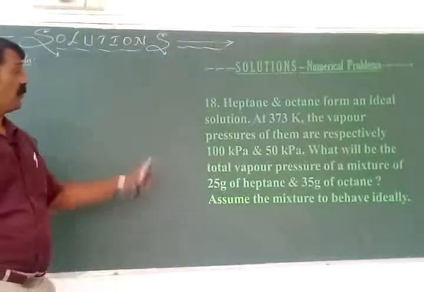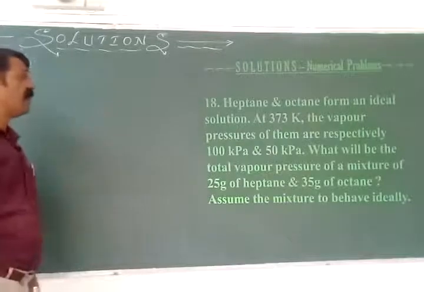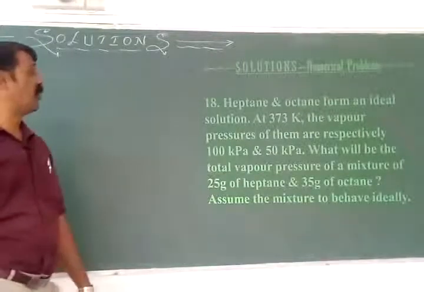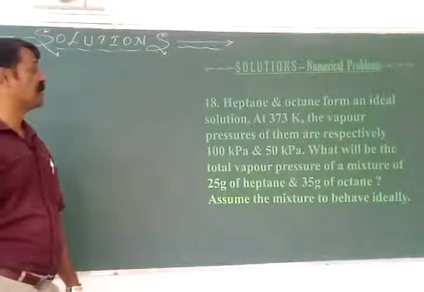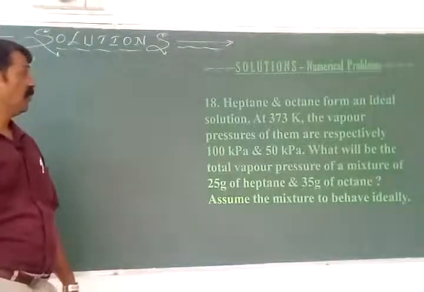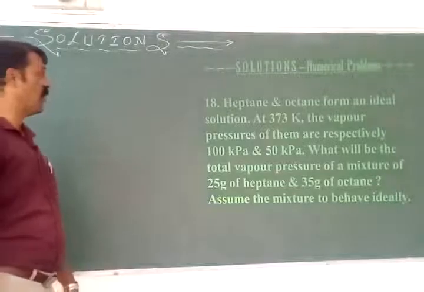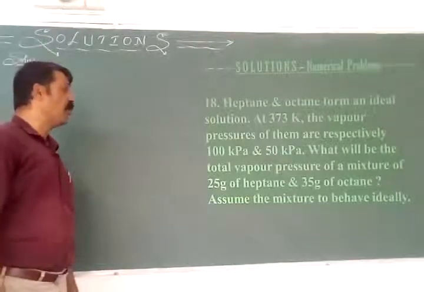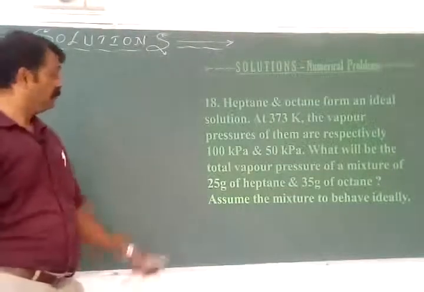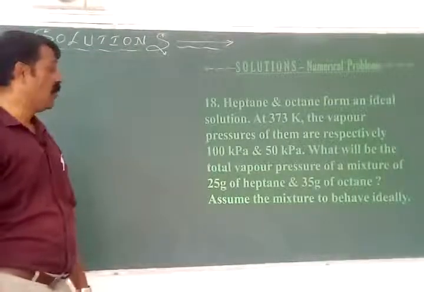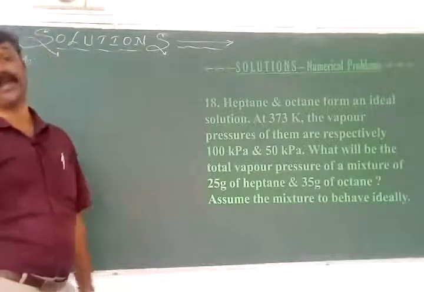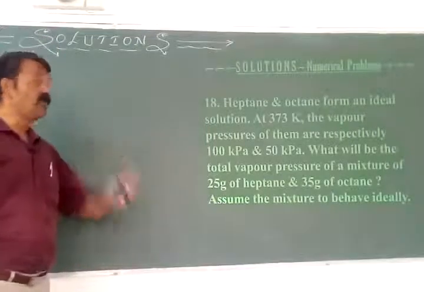At 373 Kelvin the vapor pressures of them are respectively 100 kilopascals and 50 kilopascals. What will be the total vapor pressure of the mixture of 25 grams of heptane and 35 grams of octane? Assume the mixture is behaving ideally. We have to calculate the total pressure, that's all.